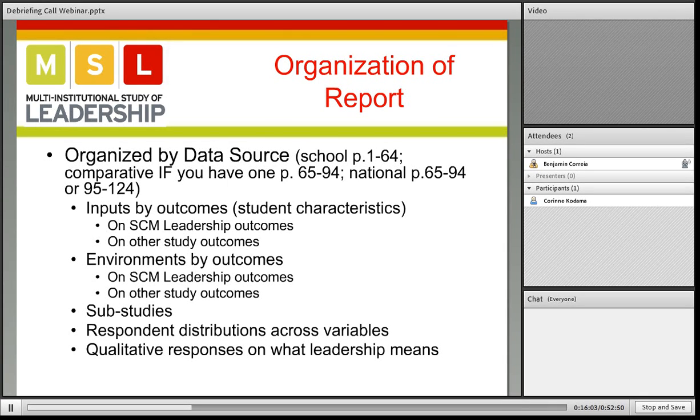After that, there's a section called Respondent Distributions, and it tells you how many people were in each category of responses. And again, I'll show that to you later. And then the last part of the report lists all the qualitative responses for what leadership means. There's one qualitative question at the end, and all those responses are included there.